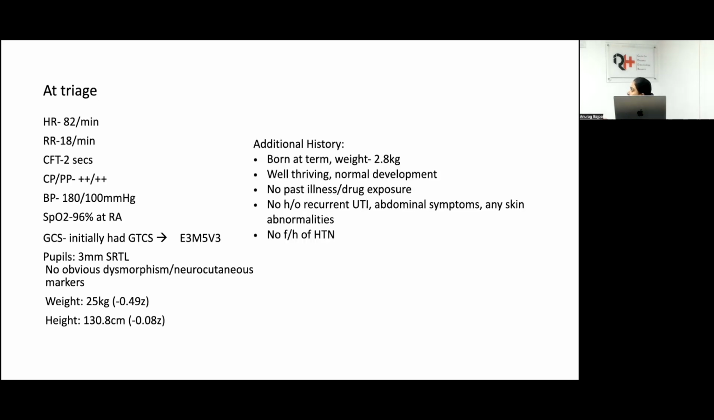So was his hypertension diagnosed by the treating physician, or was it picked up later on? It was actually picked up not immediately at triage, but during the hospital stay. They had mentioned acute encephalitic syndrome as a diagnosis.